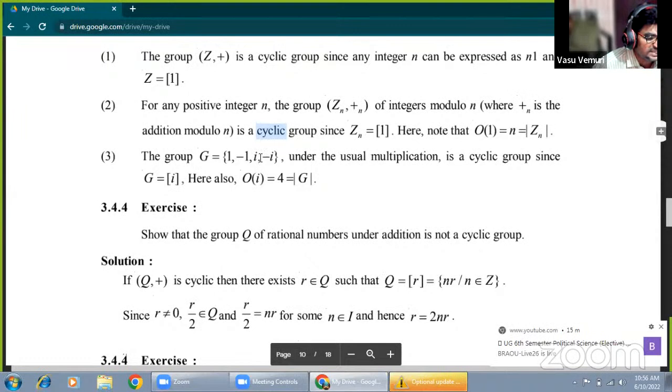The number of elements in the group is 4. That is the cardinality, or mod G. Cardinality means mod G. The order of the group, O of G, equals the number of elements, which is 4. That's why this is the order.